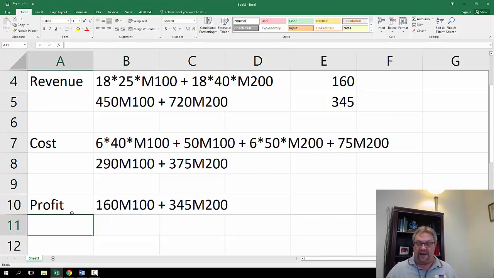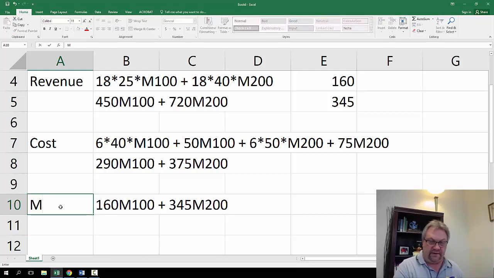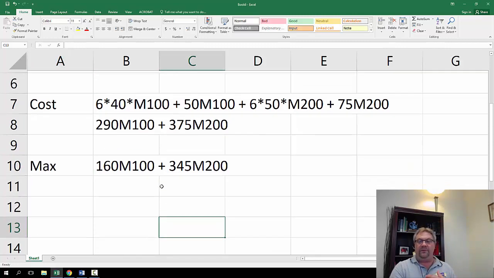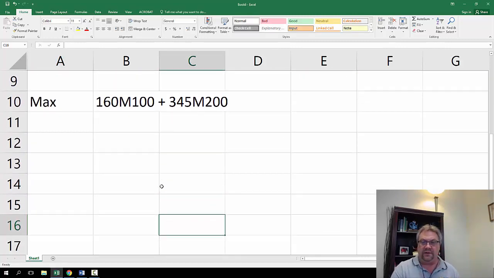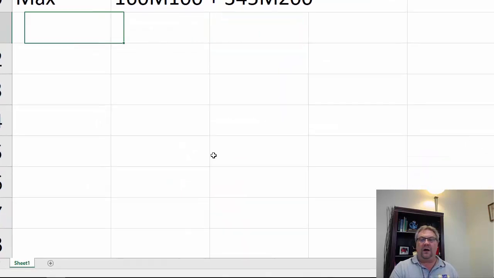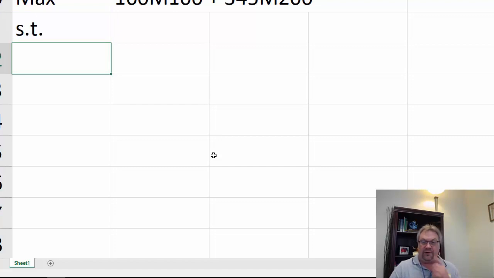This is what I want to maximize. So I'm going to say max instead of profit. I'm going to maximize this guy. Now, hopefully, and I do sincerely mean this, that was the hardest part of this problem, because the rest, I hope you guys would agree, is pretty easy.